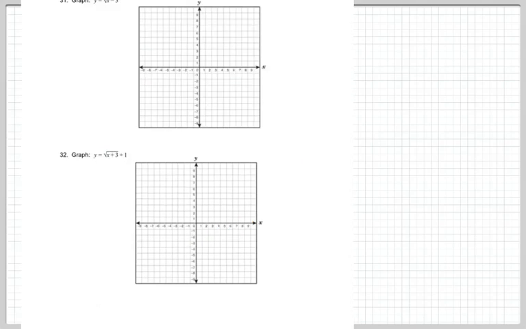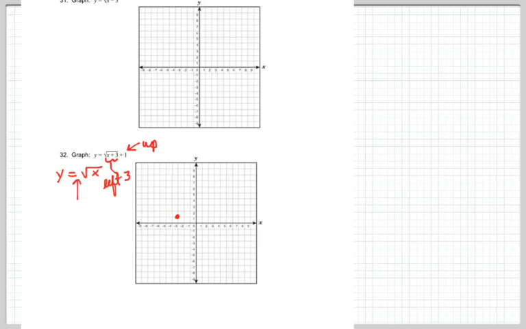Problem 32, very similar. The parent function for this one is also y equals square root of x. But notice the starting point. It's going to be shifted up by 1, and inside here it's going to be left by 3. Okay, remember it's always what zeroes that interior part of the function out. So I'm going to go left 3 and up 1.